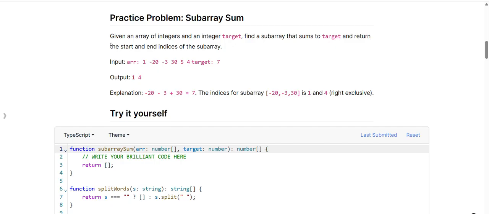Okay, so let's look at the problem. Given an array of integers and an integer target, our input is an array and a target. Find a subarray that sums up to target and return the start and end indices of the subarray. Okay, so this is simple. Let's write it down on the paper.